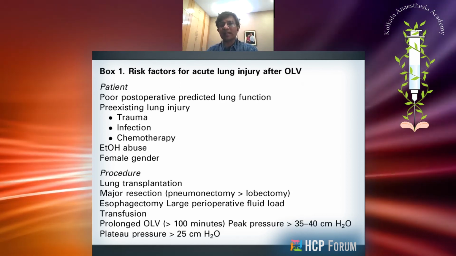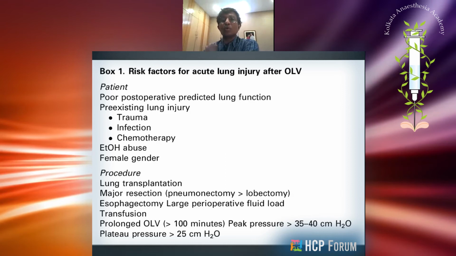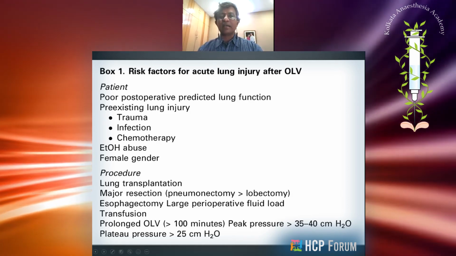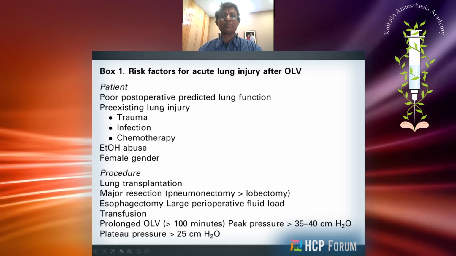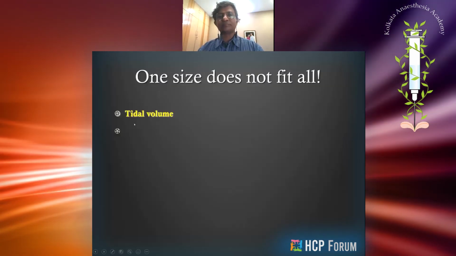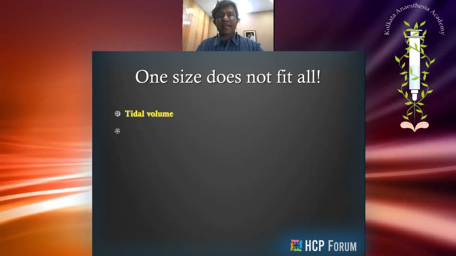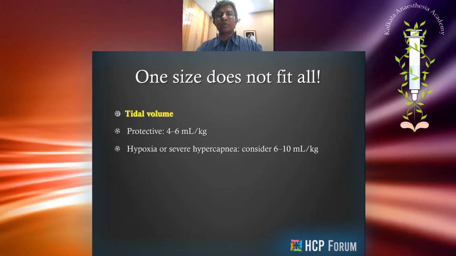What are the risk factors? Which patients are more prone to have acute lung injury after one lung ventilation? It is more about procedures, but also about the patient. So, what would be your ventilatory strategies? How much tidal volume would you use?